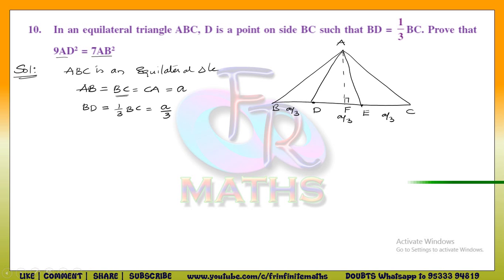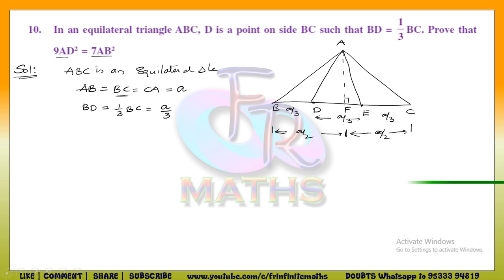So what do you know about perpendicular? So this is nothing but my altitude. So in an equilateral triangle, the altitude divides the base into two equal parts, right? Since this total length is A, that means this part will become A by 2 and this part also becomes A by 2, right? So the altitude will divide the base into two equal parts. So BF is A by 2 and FC is also A by 2.